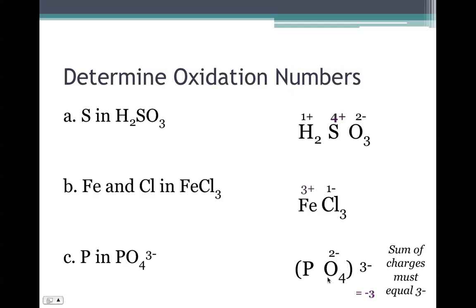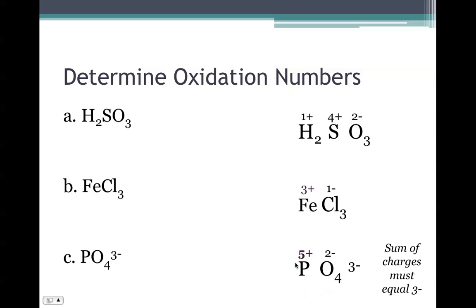Following the rule for oxygen, we are assigning it -2. -2 times the 4 oxygens present gives me -8. In order to balance this, x minus 8 equaling -3, our phosphorus has to be +5. I only have one phosphorus, so +5 divided by 1 means each phosphorus in this polyatomic ion is +5.